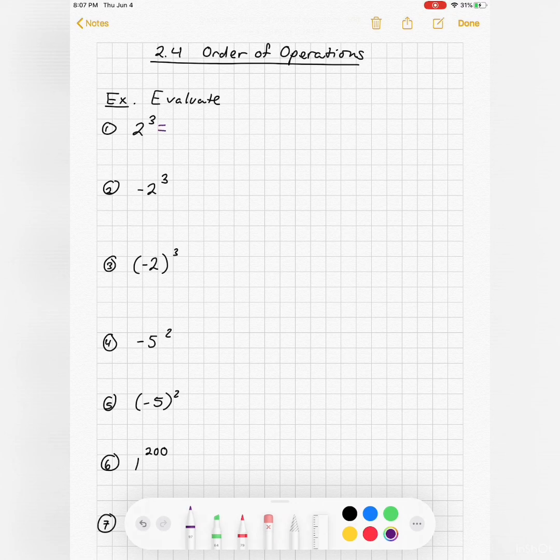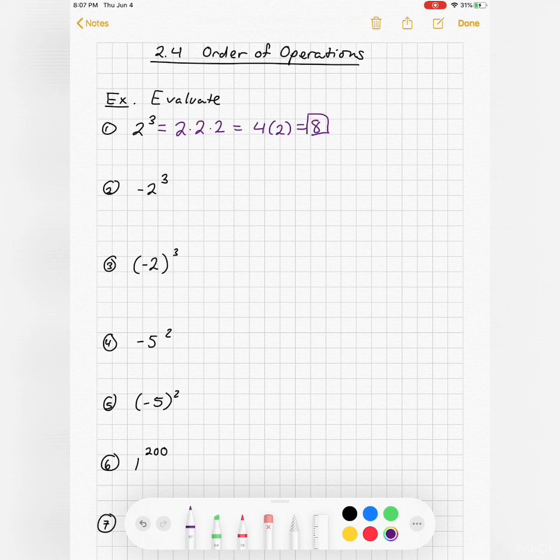2 cubed, we've done that. What does that mean? That means take 2 and multiply it by itself 1, 2, 3 times. So 2 times 2 is 4, times 2 again is 8. So that one's easy. What about the next one? Now look at 2 and 3. There's an important difference between those two, and that's that set of parentheses.